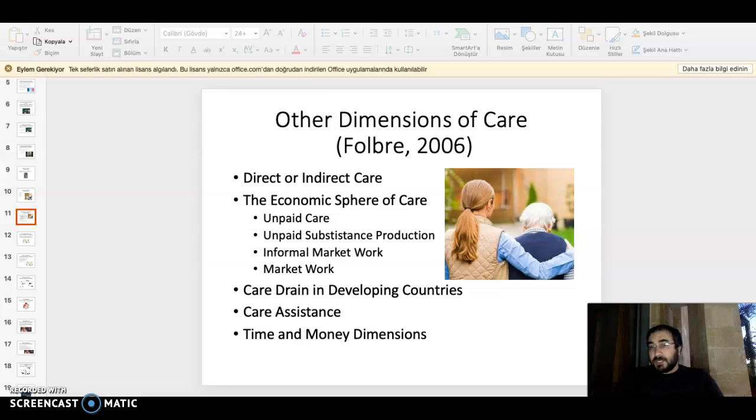unpaid subsistence production, which is usually production where you produce inputs that are usually sold in the market, but you produce those inputs yourself and then consume them, or give those inputs to someone; informal market work, where it's paid work but informal; and then paid, usual market work.